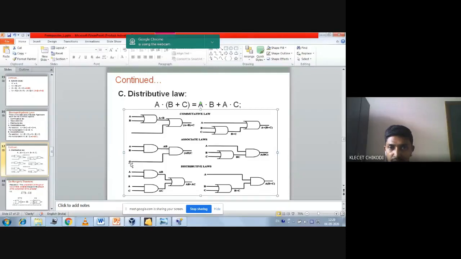Now similarly the C input is given as one more input to the second gate, and what will be the output here? The output of the first gate, that is A into B, along with this C. So it will be A into B into C.